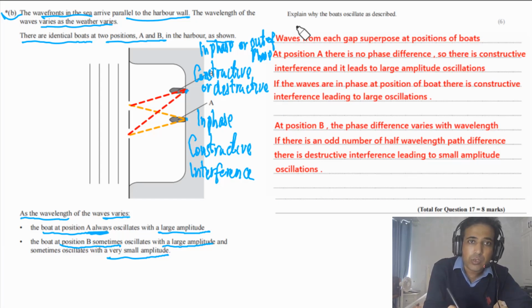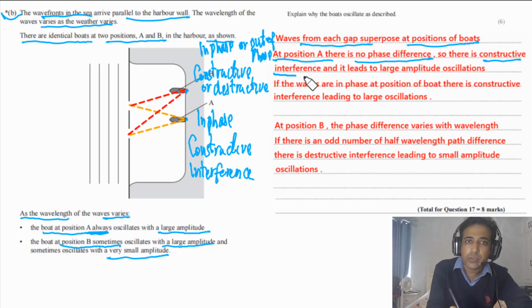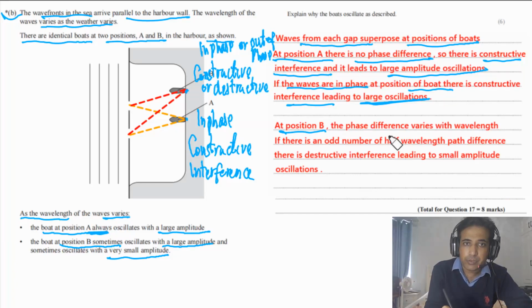In the answer, you can talk about waves from each gap superposed at positions of the board. At position A, there is no phase difference, meaning waves are always in phase, so there is always constructive interference. So there is large amplitude oscillation. If the waves are in phase at positions of the board, there is constructive interference, and due to constructive interference, amplitude will be larger.